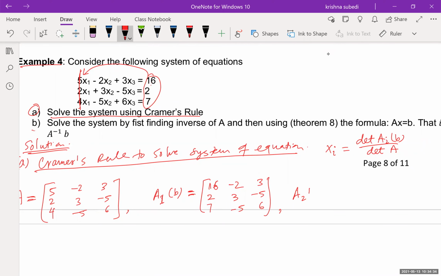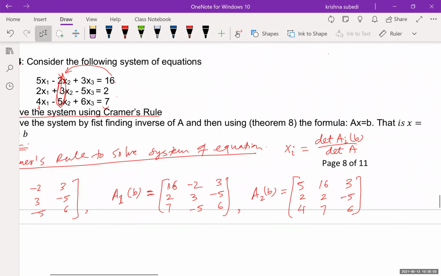Now A sub 2B means you replace the second column. So this column, replace that by this. The first remains the same, so 5, 2, 4 remains the same. We just replace the second column by the constant, which is 16, 2, 7. And the third column will be 3, -5, and 6 as it is. So A2B is done.